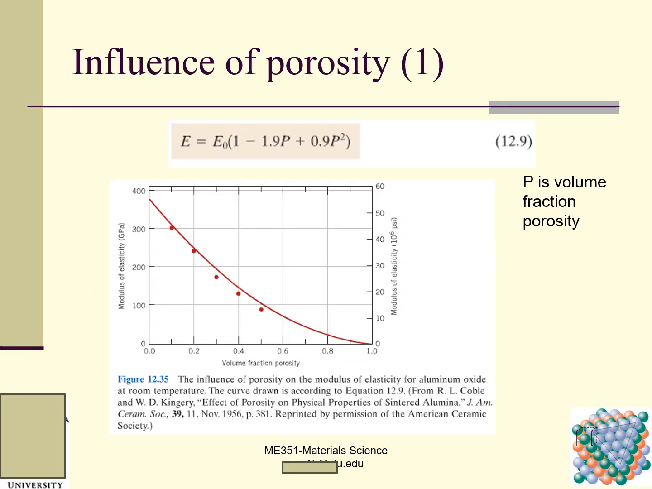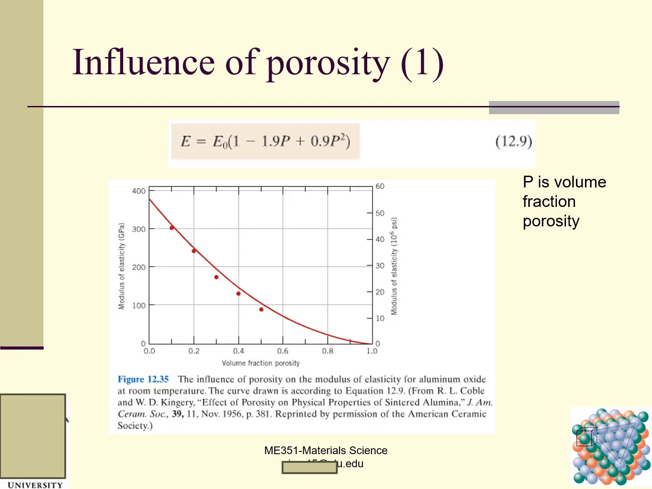Then we talk about the influence of porosity. We know ceramics are different from metal materials; they might have some porosity. They have pores, so how does the porosity influence the mechanical properties? Here is an empirical equation for Young's modulus, with E0, and P is the porosity, the volume fraction of pores, from 0 to 1.0, or 100%.